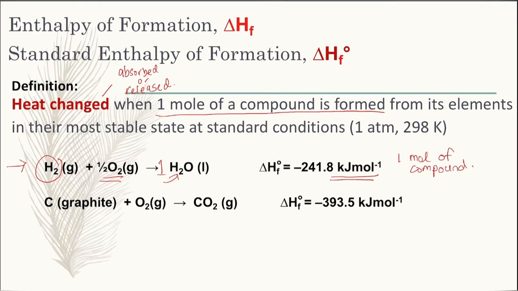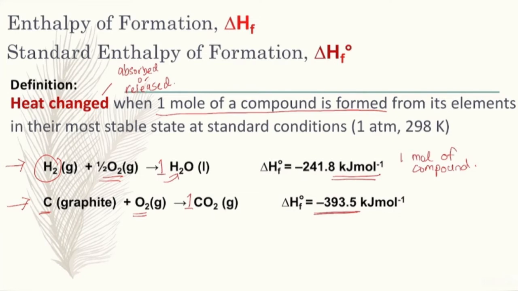Let's look at the second equation here. In order to produce 1 mole of carbon dioxide, it requires the reaction of carbon and also oxygen, which are the elements in their most stable state. And the formation of 1 mole of carbon dioxide releases an amount of 393.5 kilojoule per mole of heat.